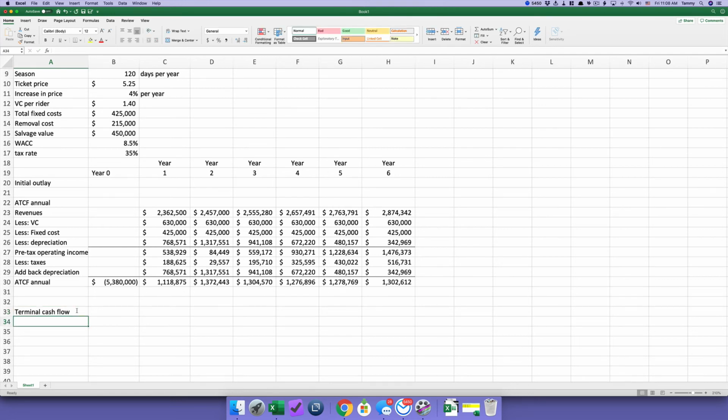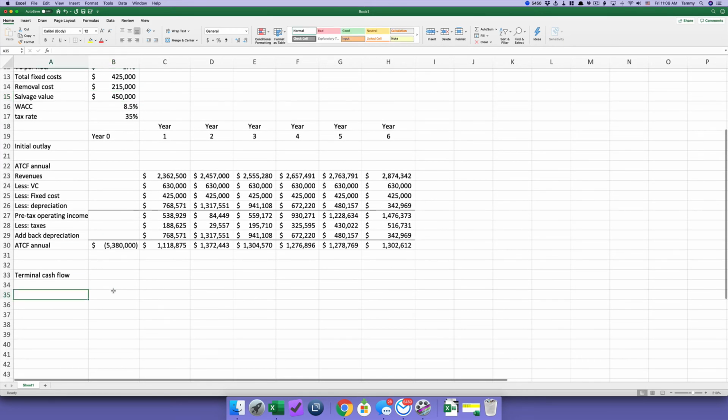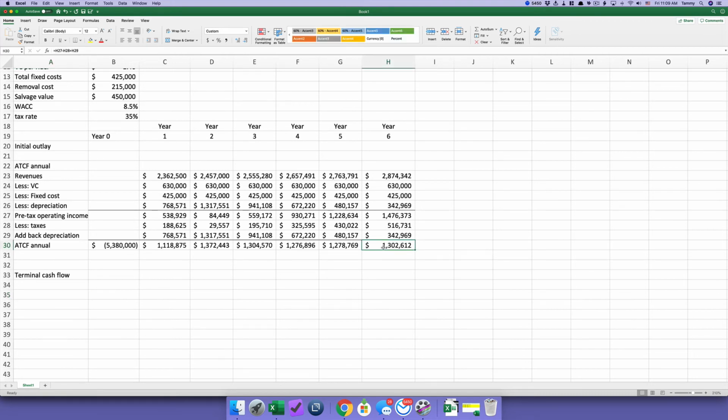Now, the thing to keep in mind with the terminal cash flow is it's not just about getting back your salvage value, right? You also need to take into account the difference between the book value and the salvage value, and then you have to pay taxes on that one way or the other, right? So let's just do all this down here, and then we can add the terminal cash flow that we calculate down here into this last year's after-tax cash flow. So the terminal cash flow, the salvage value is going to be $450, as we noted above.